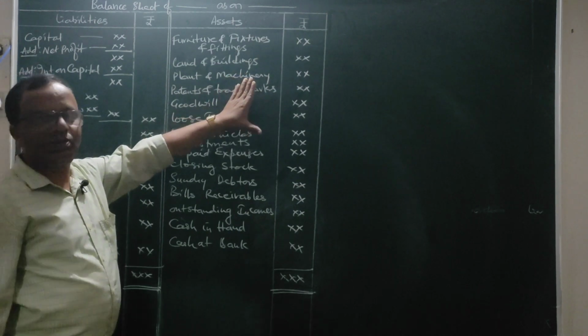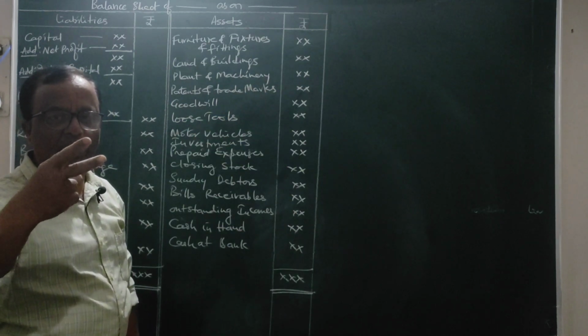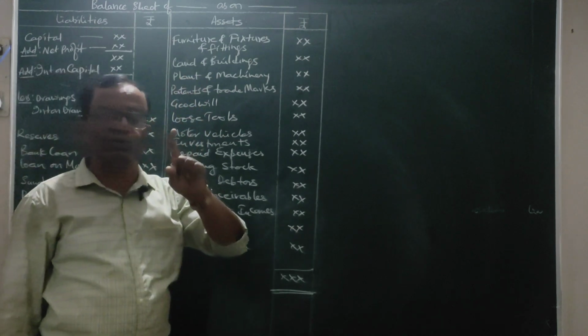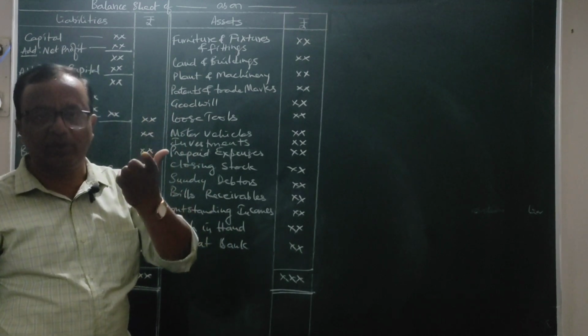With the help of these assets we want to generate some revenue. These fixed assets again are classified into tangible and intangible. So those assets we are taking up here, you can observe. Tangible assets are those assets which can be seen with our naked eye. Intangible assets are those which cannot be seen with our naked eye.